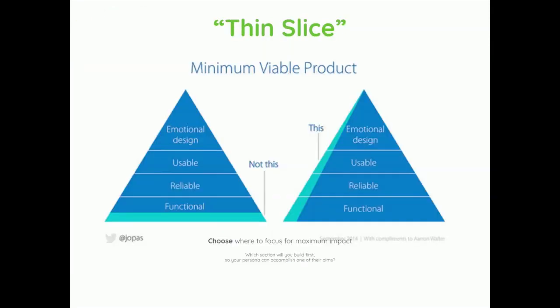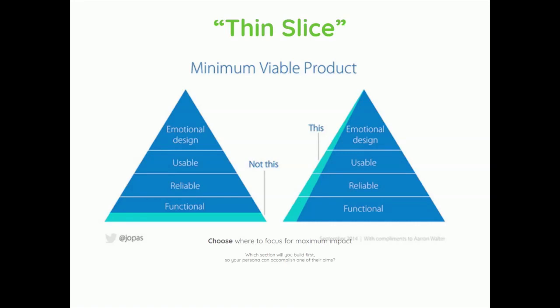Thin slicing refers to the practice of evaluating a product's essential aspects by examining a small representative portion of it. So, applying the MVP, we explore the heart of a simple version of a product by checking how it feels, how easy it is to use, how reliable it is, and what it can do.